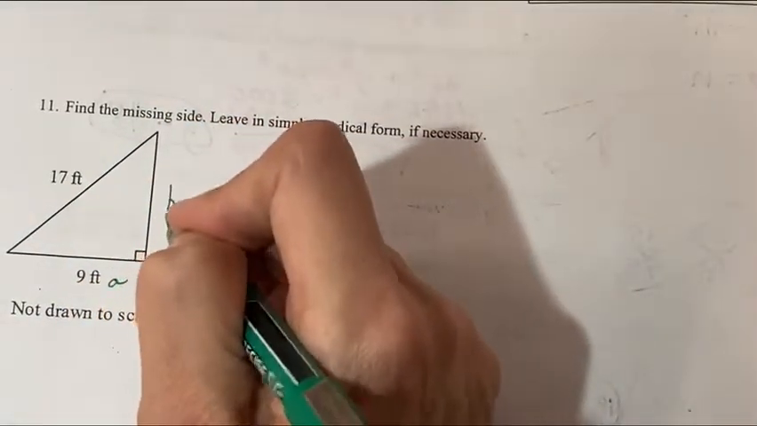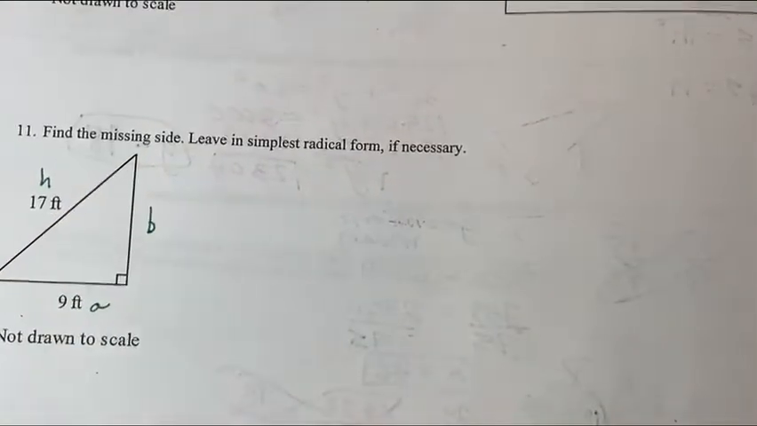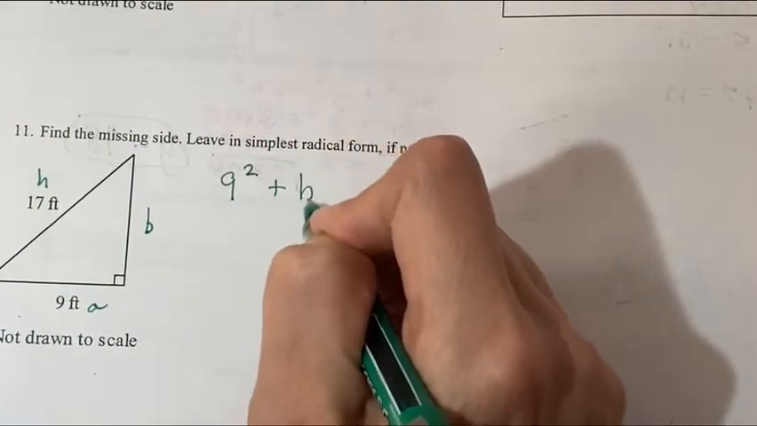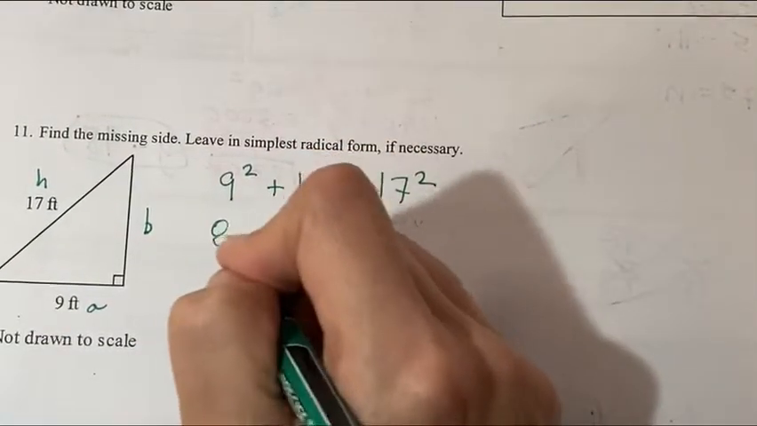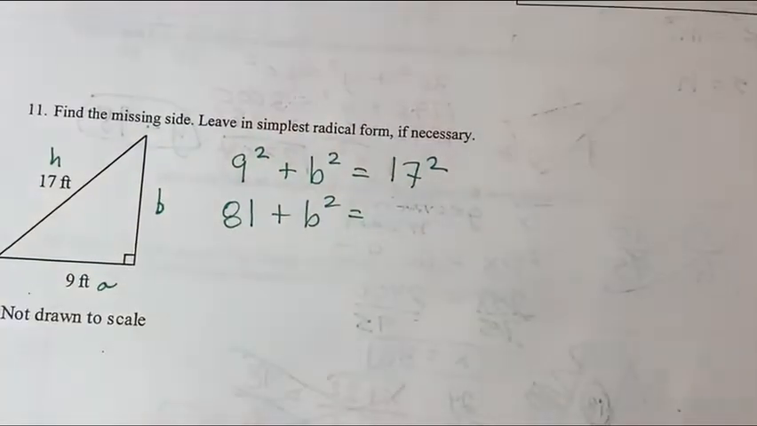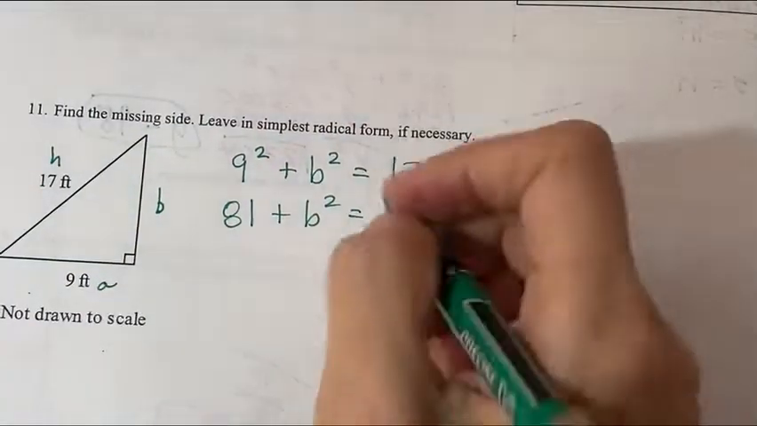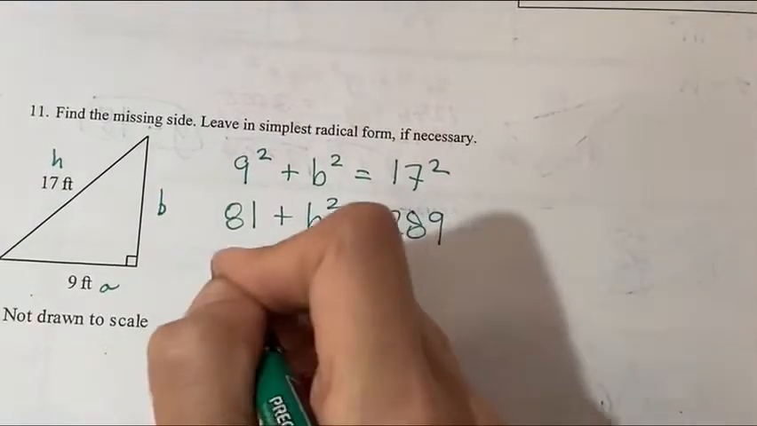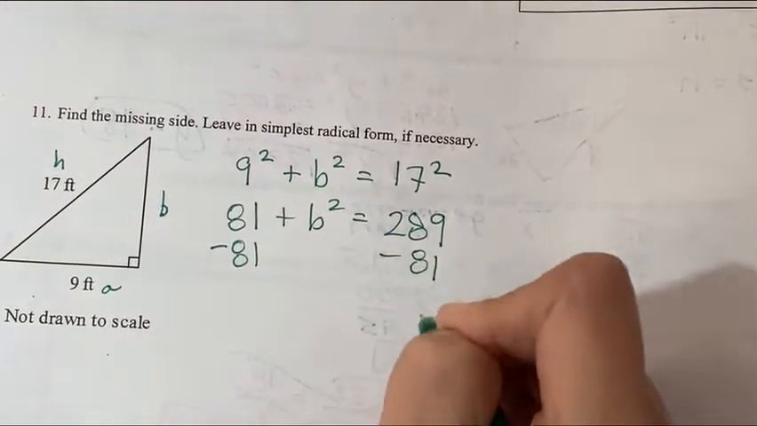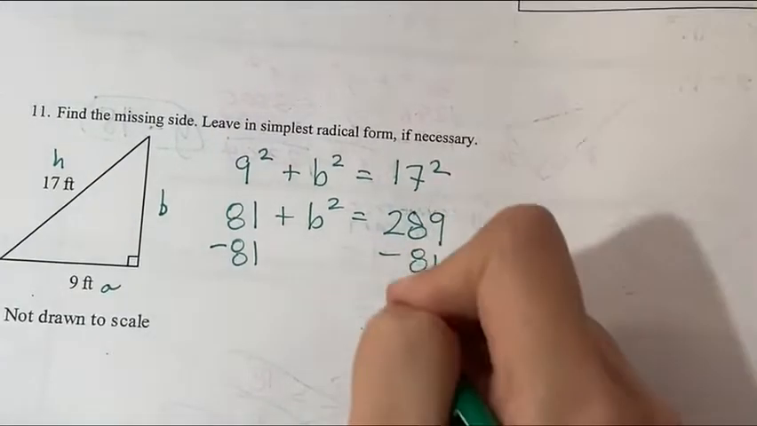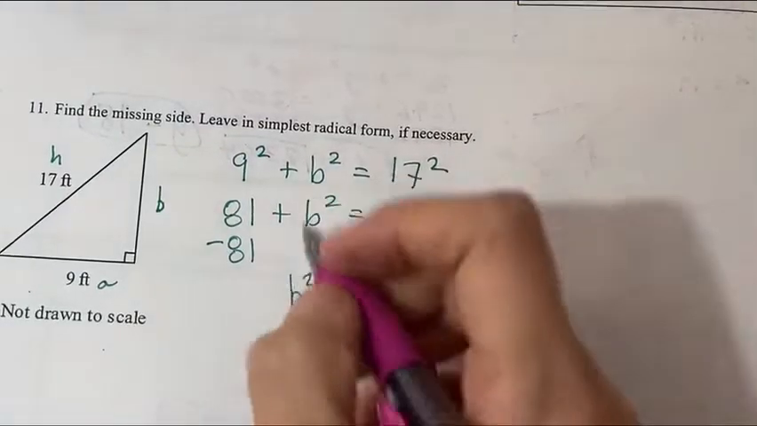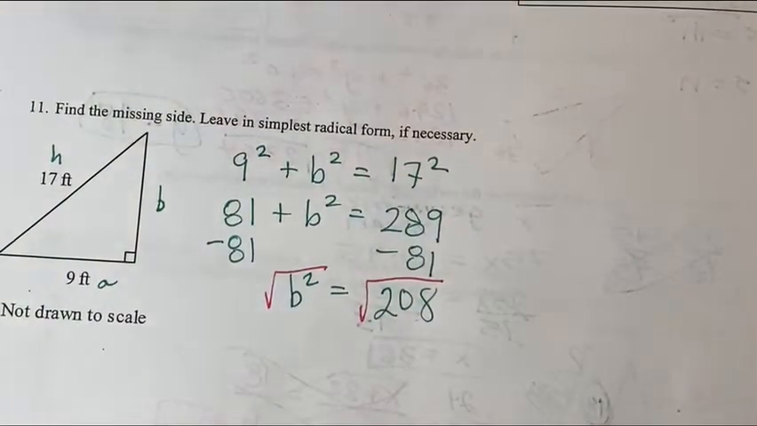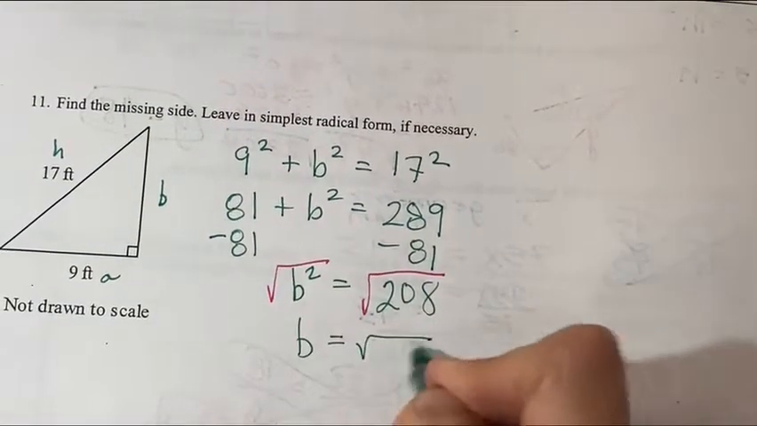It looks the same, but it's actually different. This is A, that's B, and this is my hypotenuse. So I got to set this up. A squared plus B squared is the hypotenuse squared. So 81, 289. Okay, makes sense. So let's take the square root of both sides. And we get, this is our final answer.